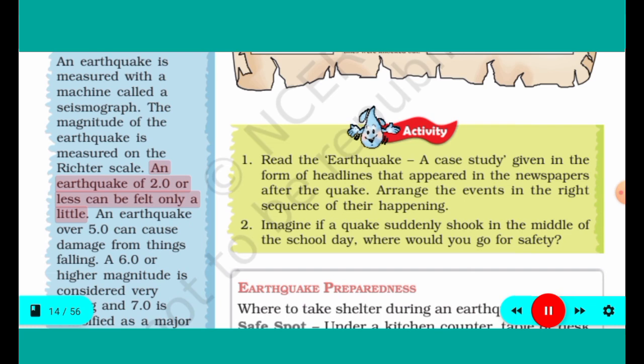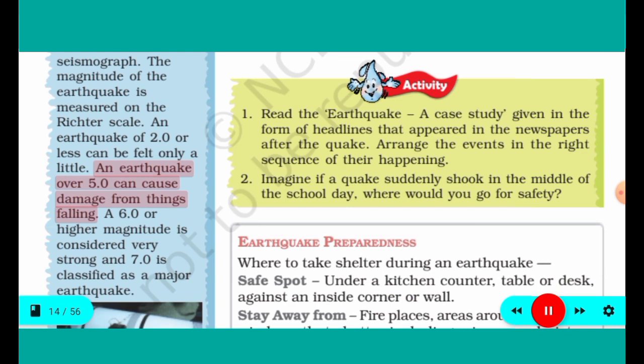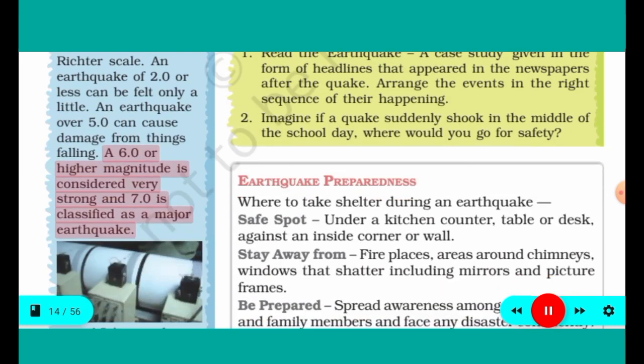An earthquake of 2.0 or less can be felt only a little. An earthquake over 5.0 can cause damage from things falling. A 6.0 or higher magnitude is considered very strong, and 7.0 is classified as a major earthquake.